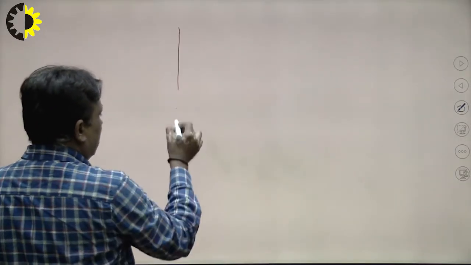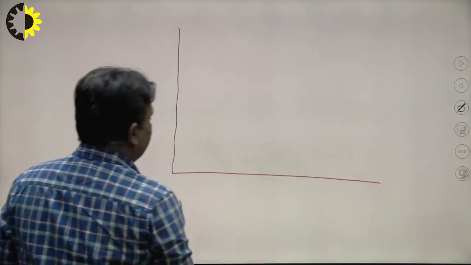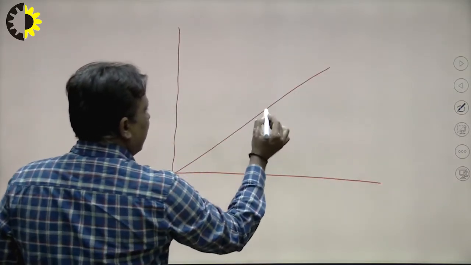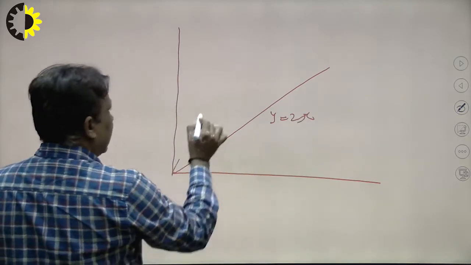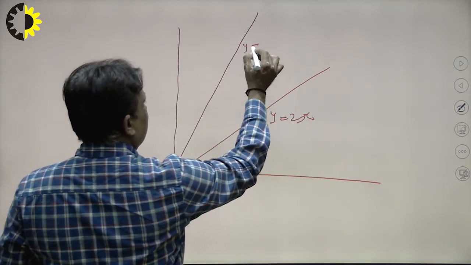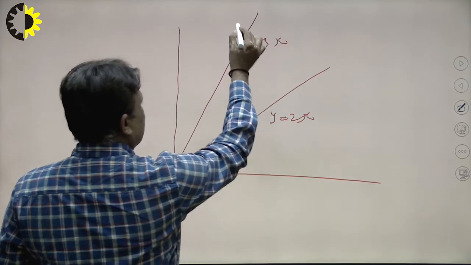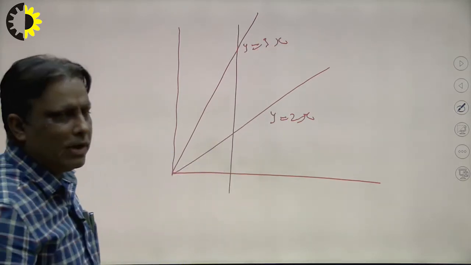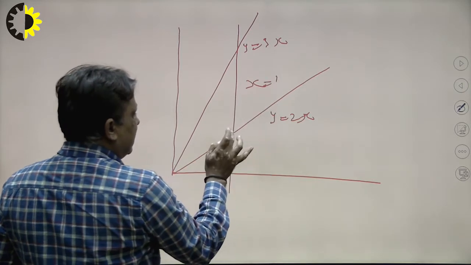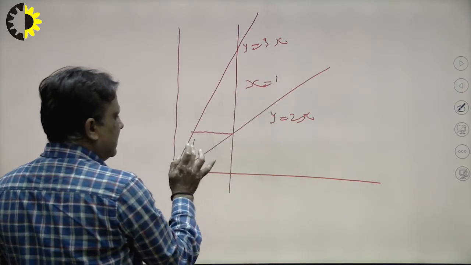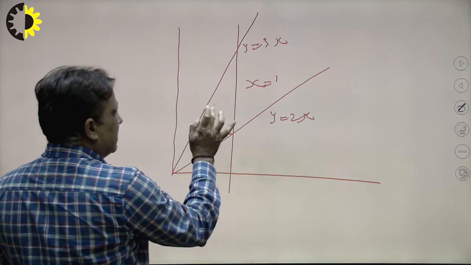So suppose I draw this diagram again. There is a diagram, this is the y is equal to 2x line and this is the y is equal to 3x line, I write here, and this is the x is equal to 1 line. So that means this region is divided into two parts, that is R1 and that is R2.